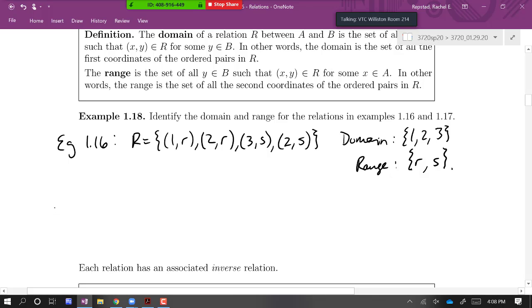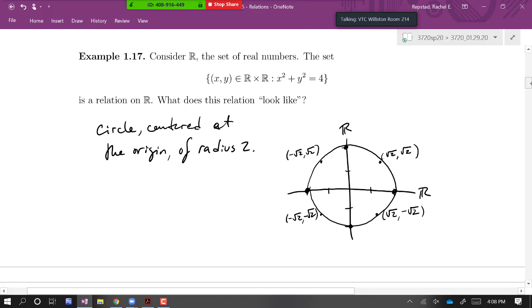In fact, if we look at the last one, example 117, I'm going to go back and take a look at that. Since we sketched it and we're able to visualize what this relation looks like, what is the domain? What are all the possible first coordinates? 0, -root of 2. Say that again. 0, -root of 2, and root of 2. Those are included, but you're missing infinitely many more elements.